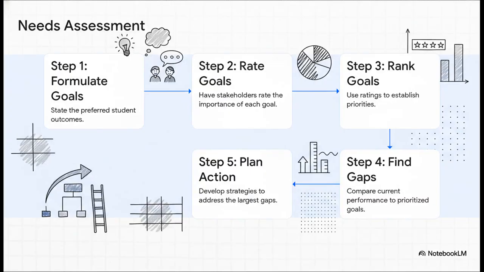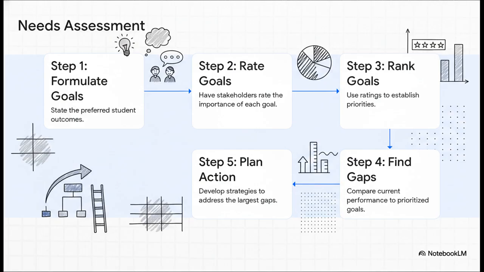And there's a really clear 5-step recipe for this. First, you figure out your goals. What should students be able to do? Then you get your stakeholders, teachers, parents, maybe even students, to rate how important each of those goals is. Step 3, you use those ratings to rank them. What's most critical?